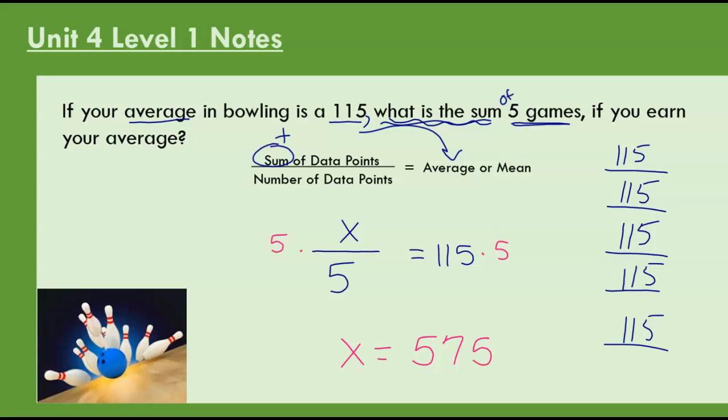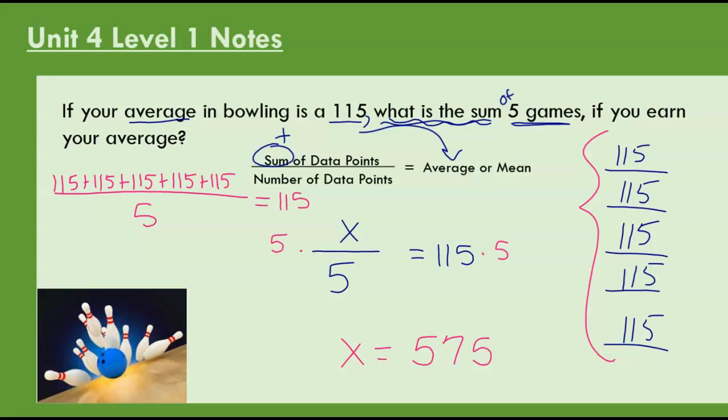So whether it's above 115 or below 115 or equal to 115, I know that on top they have a sum of, whatever they were at first. So 115 divided by 5 is really 115. So what we're finding is this total, and the total is your average times the number of data. In our case, it was 115 times 5.